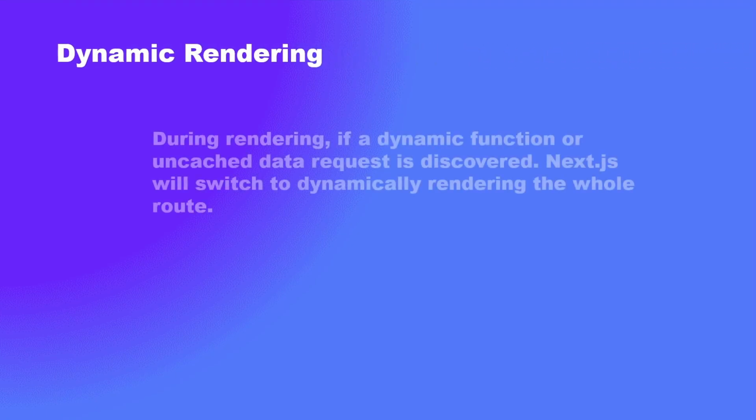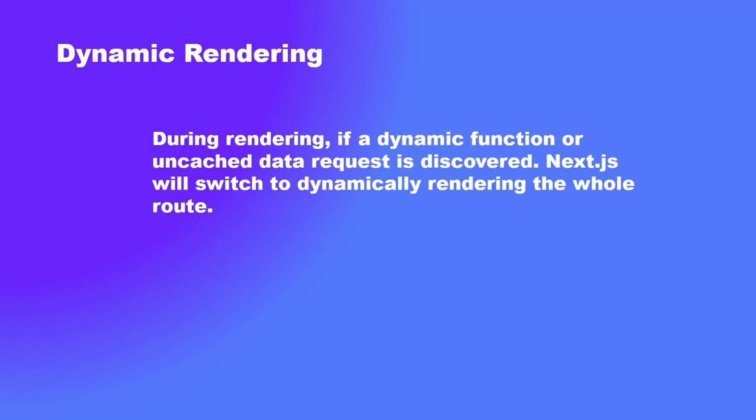Next, I am going to explain about dynamic rendering. During rendering, if a dynamic function or uncached data request is discovered, Next.js will automatically switch to dynamic rendering for the whole route. In the previous static rendering, we saw the data will be cached. If there is no data cached, or even though data is cached, if data which is coming dynamically is present, Next.js itself will automatically change to dynamic rendering.